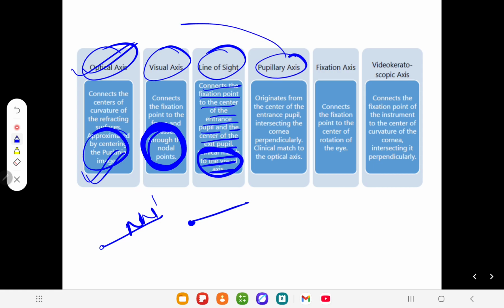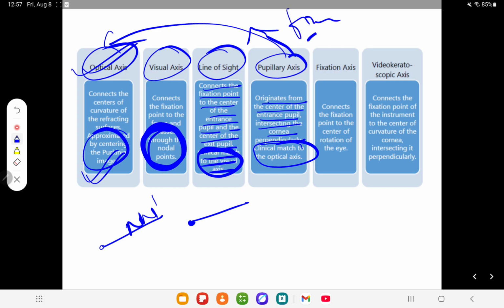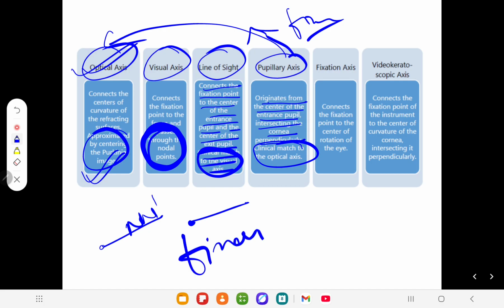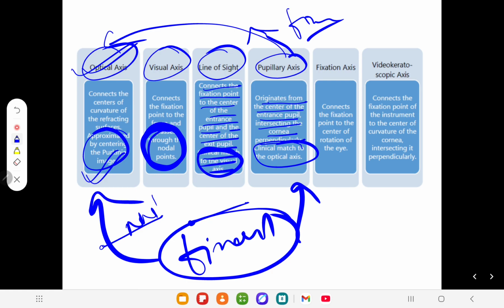The pupillary axis is the counterpart of the optical axis. It originates from the center of the entrance pupil and intersects the cornea perpendicularly, clinically matching the optical axis. In the pupillary axis we do not talk about fixation. In both of these, pupillary axis and optical axis, fixation is not necessary. We don't consider the fixation point.